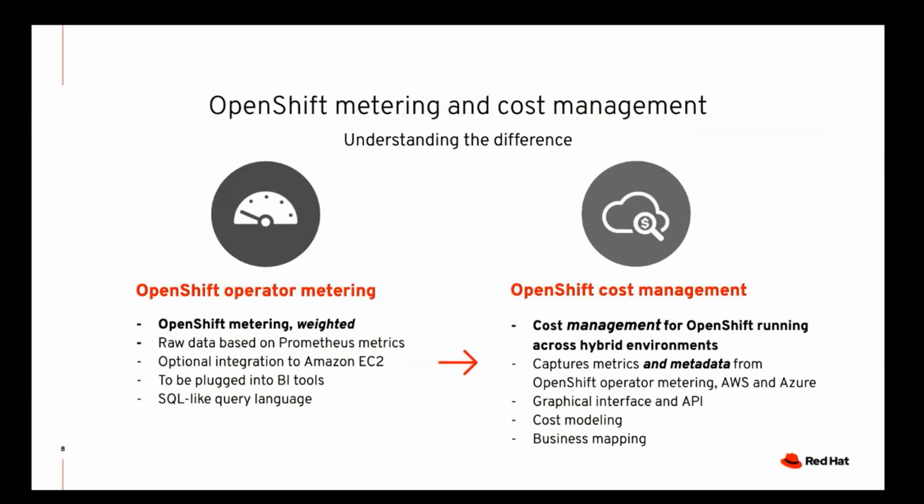We enhance the information using the metrics, of course, but also metadata coming from both OpenShift and in the cloud. We provide a full graphical interface and API, so you can use it in a better way. It's easier to use, and we're dedicating a lot of resources to the UX piece of this. And of course, we don't just do reporting. We also allow you to model the cost in different ways and start using labels and tags to do some business mapping.